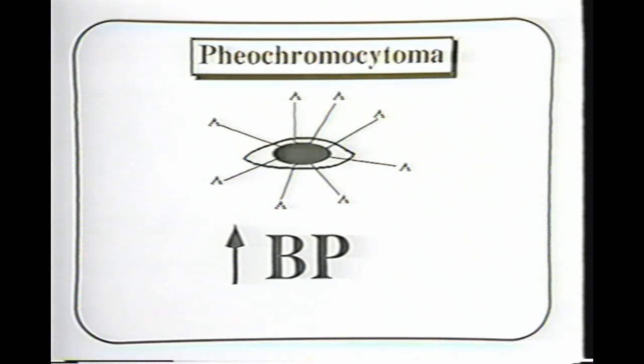Now the adrenal medulla, as you remember, puts out adrenaline. So when you have a tumor in the adrenal medulla, you have too much adrenaline being produced. So this patient is going to have symptoms that are pretty predictable. They're going to have high blood pressure, and this high blood pressure doesn't respond to anything. It's very resistant to treatment.